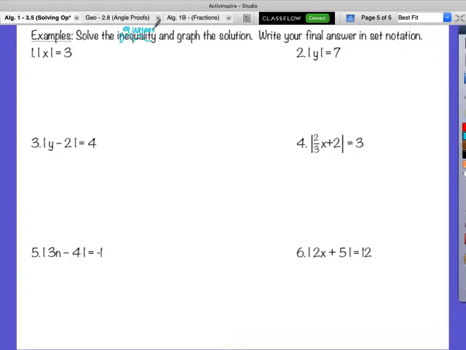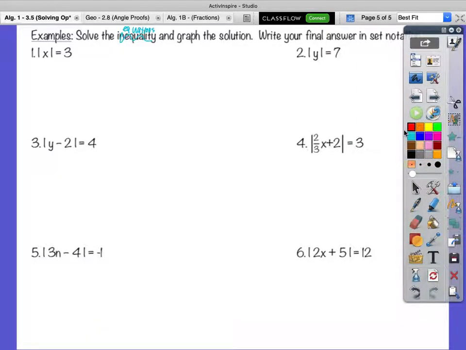Solve the equations and graph the solution. We're going to write our answer in set notation. Okay, we'll learn how to write our answer in set notation for these. It's not much different. So the absolute value of x is equal to 3. We said that we had to consider both cases.